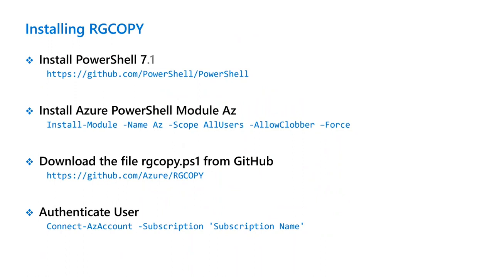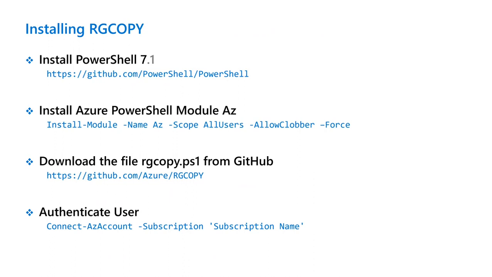First of all, you have to install PowerShell 7. The minimum version required for RGCOPY is currently PowerShell 7.1. However, I would always install the newest version. In my demo, I also installed Windows Terminal. Hereby you can use multiple tabs in PowerShell.